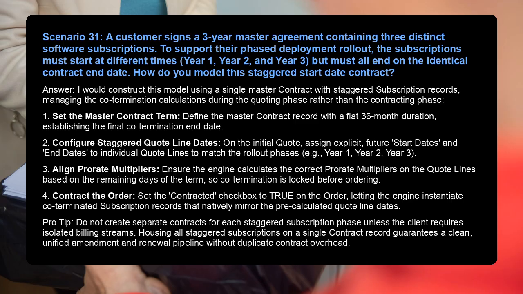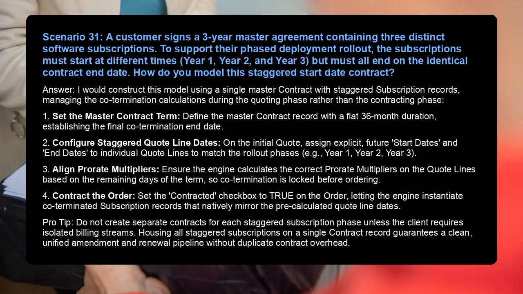Answer: I would construct this model using a single master contract with staggered subscription records, managing the co-termination calculations during the quoting phase rather than the contracting phase. 1. Set the master contract term. Define the master contract record with a flat 36-month duration, establishing the final co-termination end date.